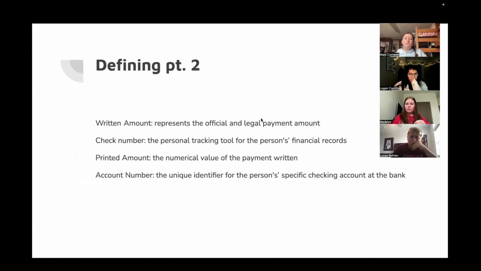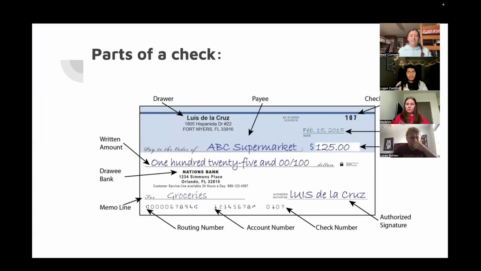Okay, so part two: the written amount represents the official and legal payment amount. The check number is the personal tracking tool for the person's financial records. The printed amount is the numerical value of the payment written, and the account number is the unique identifier for the person's specific checking account at the bank. So again, we're going to look at this.